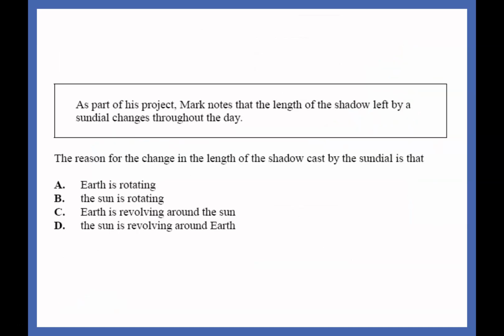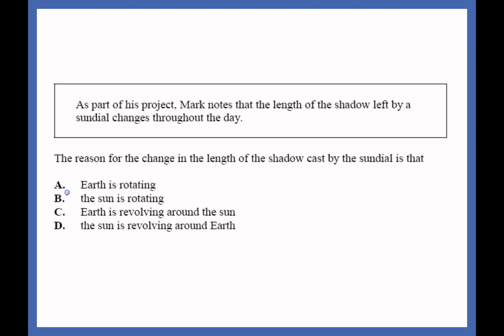Okay, as part of his project, Mark notes that the length of the shadow left by a sundial changes throughout the day. The reason for the change in the length of shadow cast by the sundial is that, is it because A, Earth is rotating? Is it because B, the sun is rotating, C, Earth is revolving around the sun, or D, the sun is revolving around Earth? So there's two answers that are actually impossible, okay, because they're not true. So I want you to take a second, see if you can figure out what those two are, the ones we would eliminate right away.